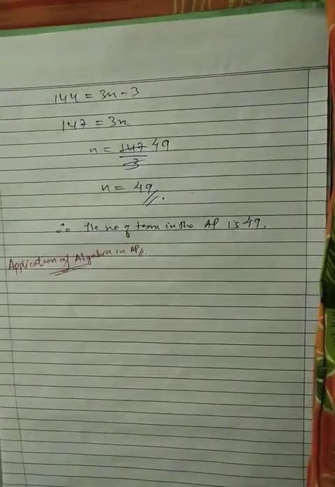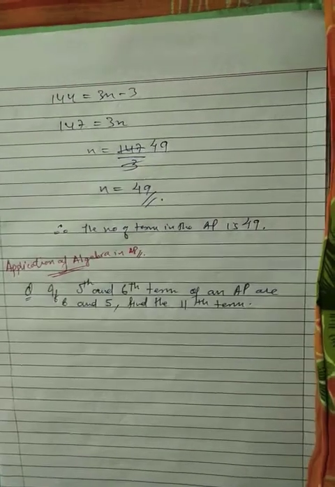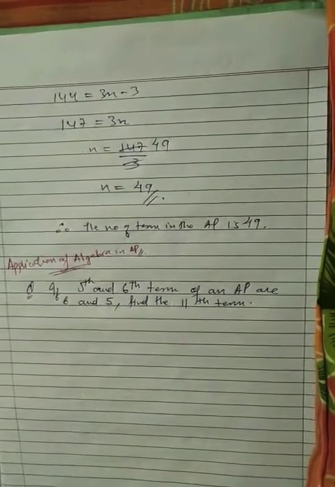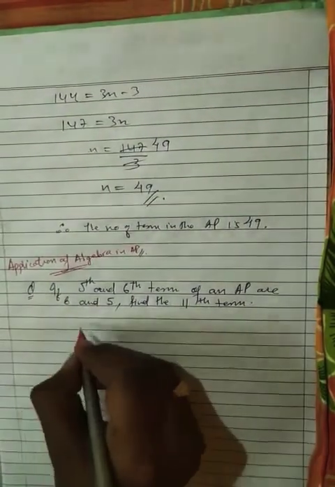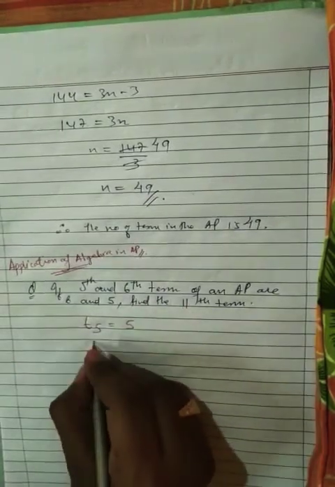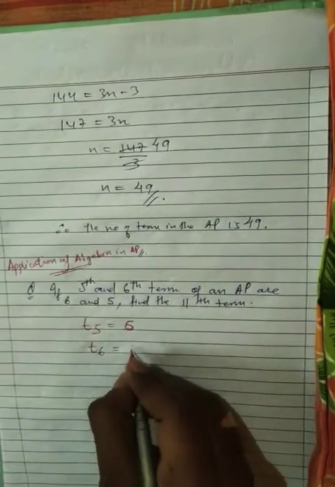Okay, now next is about application of algebra in your AP series. Let's do some questions based on it. The basics of algebra will be applicable here. If the fifth and the sixth term of an AP are 6 and 5, that means T5 is given as 6, and the sixth term T6 is given as 5.